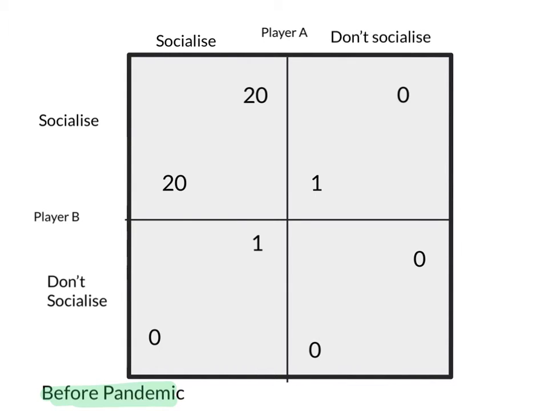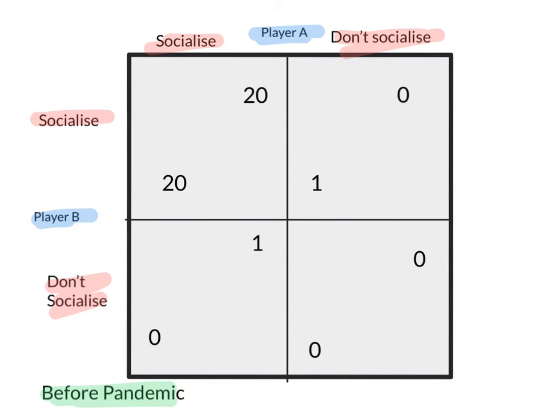What I've got here is called a payoff matrix. It involves two players. We've got player A and player B. And each player has two alternative actions they can undertake. They can either socialise or they can not socialise. And so the four boxes that we have here are just going to show the payoffs or the returns to each player depending on the sets of actions that both players undertake. So notice here that the payoff to player A is going to depend on what player B does, and the payoff to player B is going to depend on what player A does.